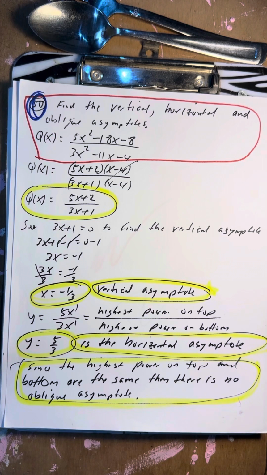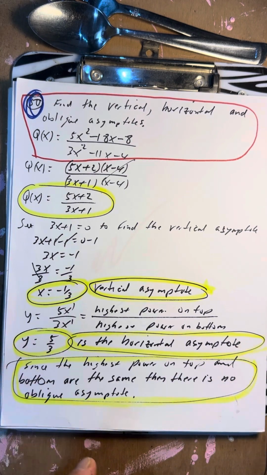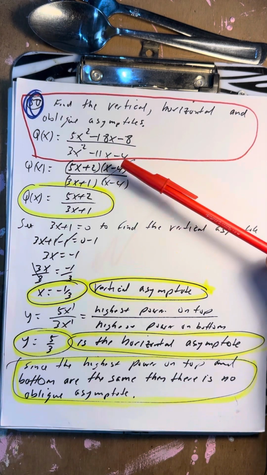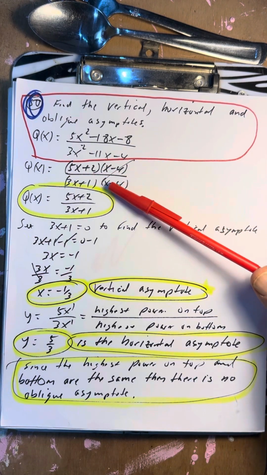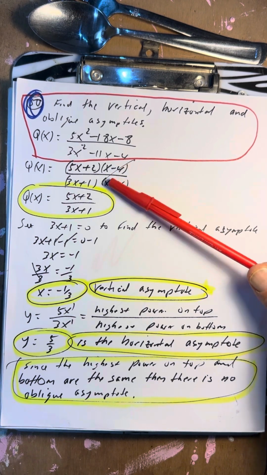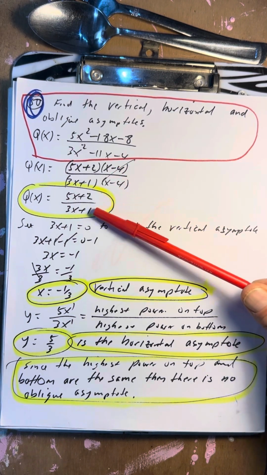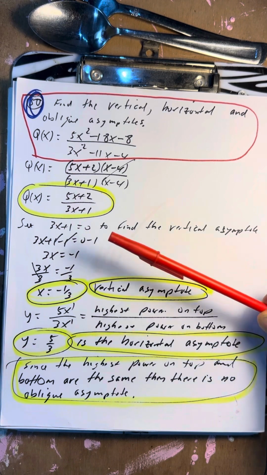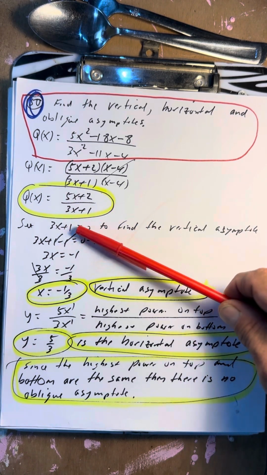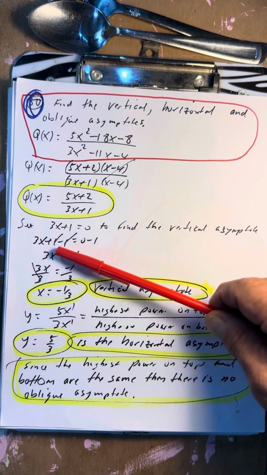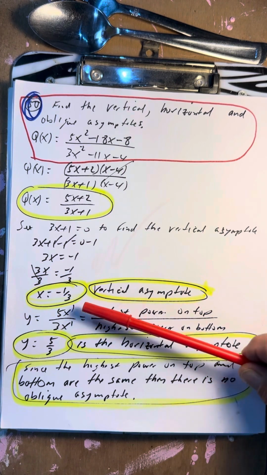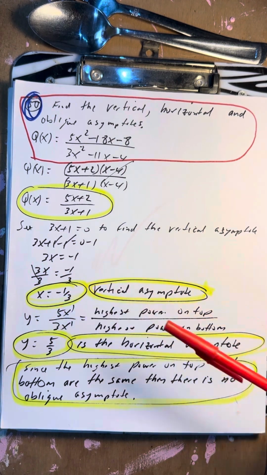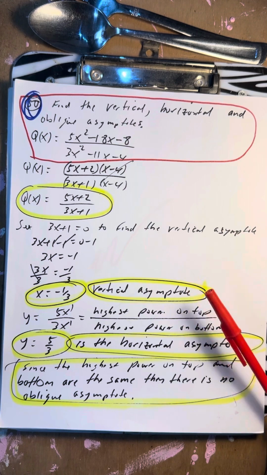All right, find the vertical, horizontal, and oblique. Let's do this one. How do you do this one? Factor it out. I factored it out into this, and I noticed that x minus 4 is right there. They're gone. So what's left over is this. Find the vertical. Set the bottom part equal to 0. 3x plus 1 equals 0. Minus 1, minus 1. 3x equals negative 1. Divide by 3. Divide by 3. x equals negative 1/3. Vertical.